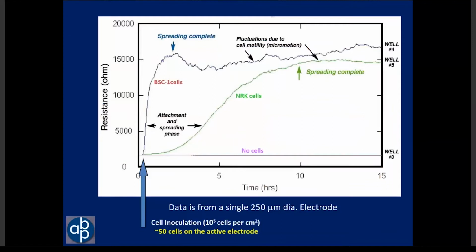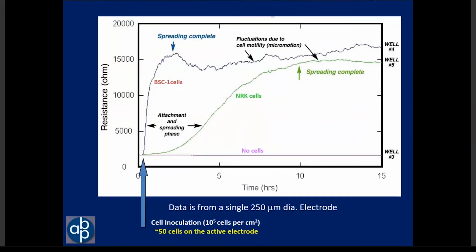It's unaffected, very quiet. Now, when we look at what happens when the cells attach and spread, we see the resistive portion of the impedance changes dramatically. And incidentally, this is being measured at 4,000 hertz. That's the frequency of the current. BSC1 cells attach more readily than the normal rat kidney cells. They both come to the same final resistance. This would not necessarily be true of all cell types, but these two happen to.